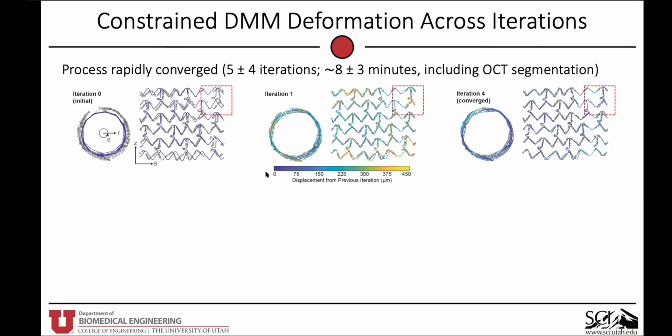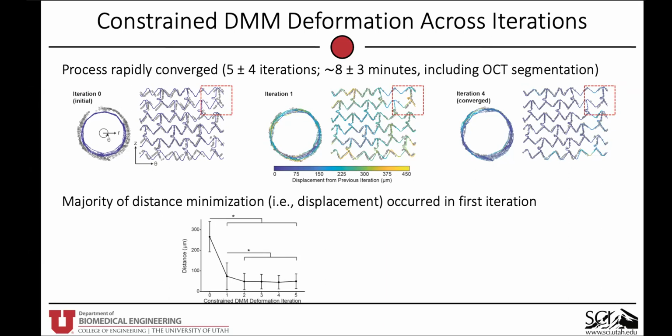So if we focus in on a region in the top right, you can see there's really not a lot of agreement between the wireframe and those open circles, the OCT point cloud. But through those iterations, you have significant deformation or displacement through iteration 1. Once you get to iteration 4, you really see nice agreement between the data. Of course, when we're talking about convergence, a majority of that distance minimization occurred in that first iteration. But by about the 4th iteration, we had reached a converged state.